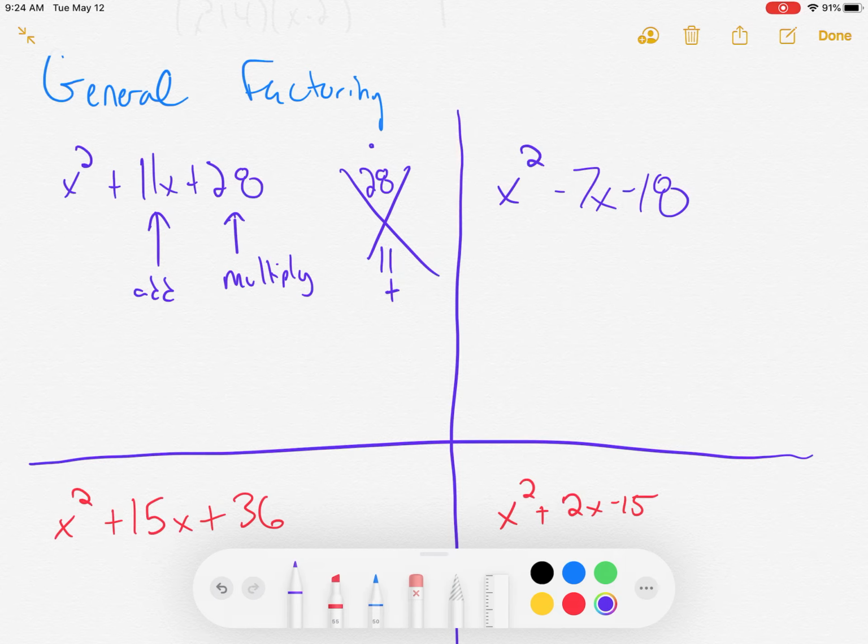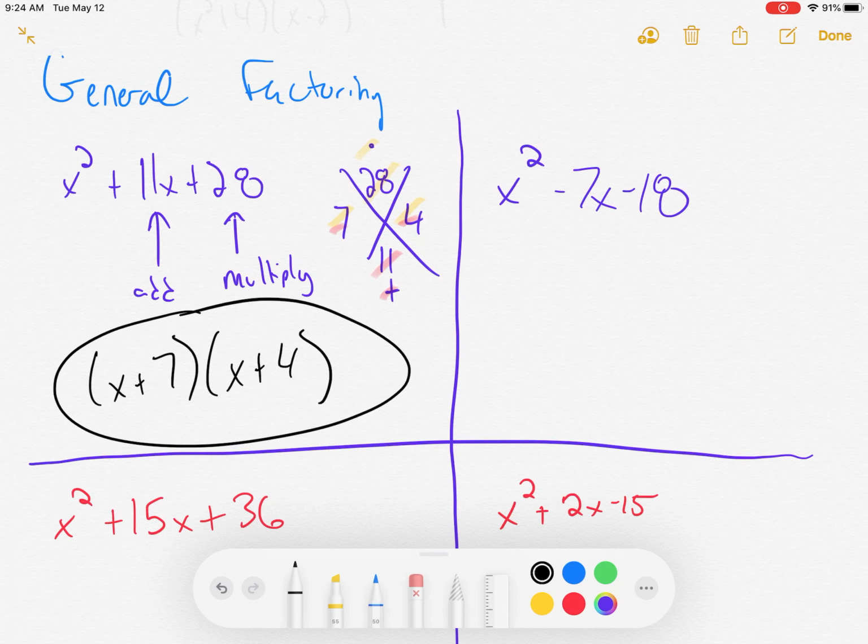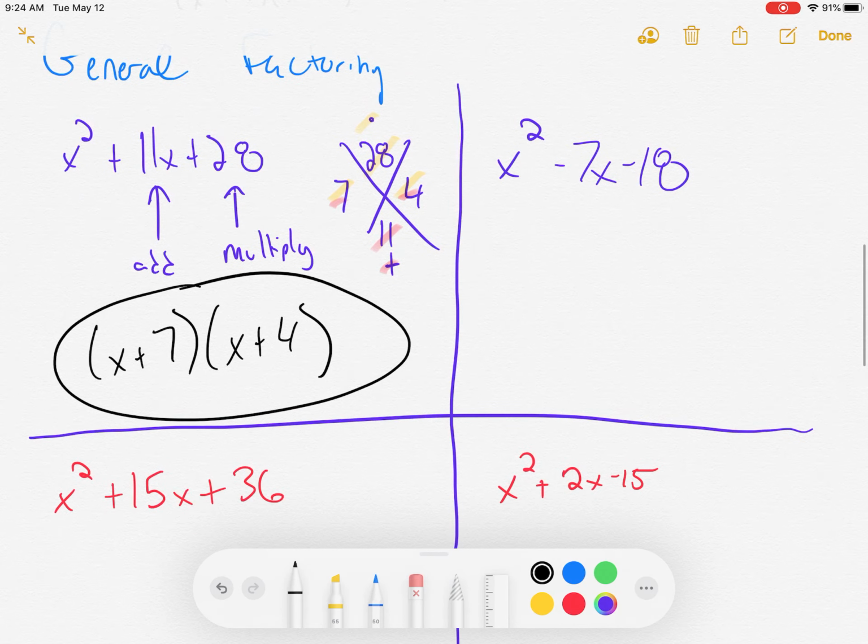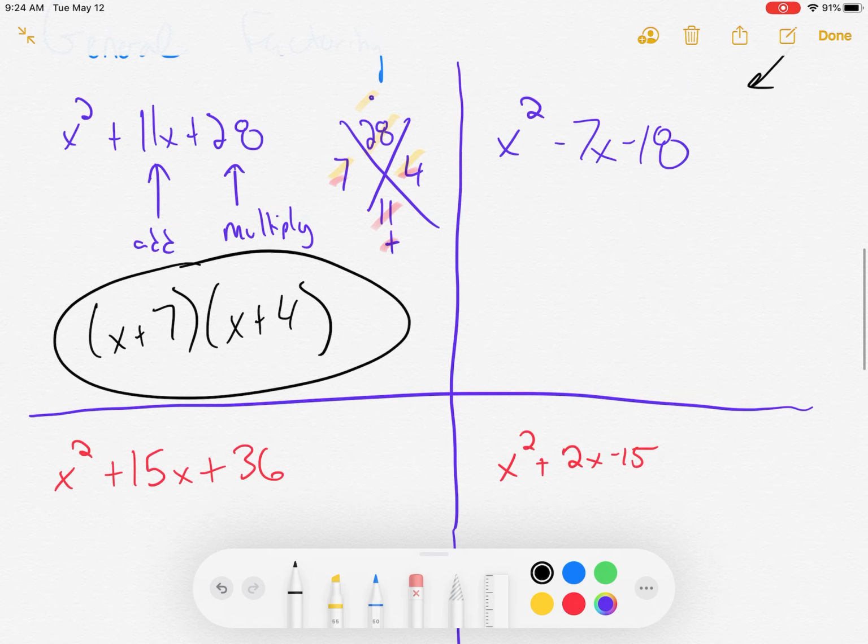It's an 11 and a 28. So numbers that add to 11 and multiply to 28 should be 7 and 4. 7 plus 4 is 11, and 7 times 4 is 28. So then in my parentheses, I just have x, a positive 7, and a positive 4: x plus 7, x plus 4. For this next one, I'm going to do it as well, and then you can try the bottom two.